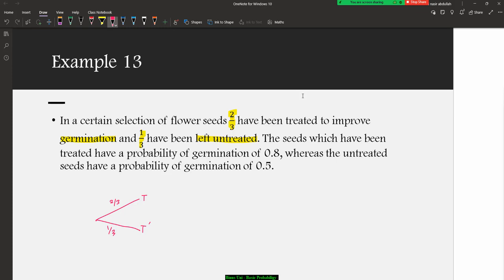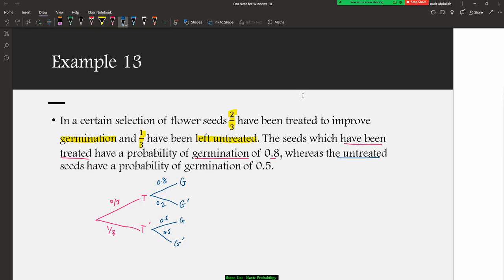The seeds which have been treated have a probability of germination of 0.8. So in the treated branch, there are going to be two outcomes: going to germinate or not going to germinate. So germination is 0.8 for treated, and 0.2 is not going to germinate. The same goes for untreated. There are two possible outcomes: germinate or not germinate. For the untreated seed, the probability of germination is 0.5, so a 50-50 chance. So this is the probability tree diagram.